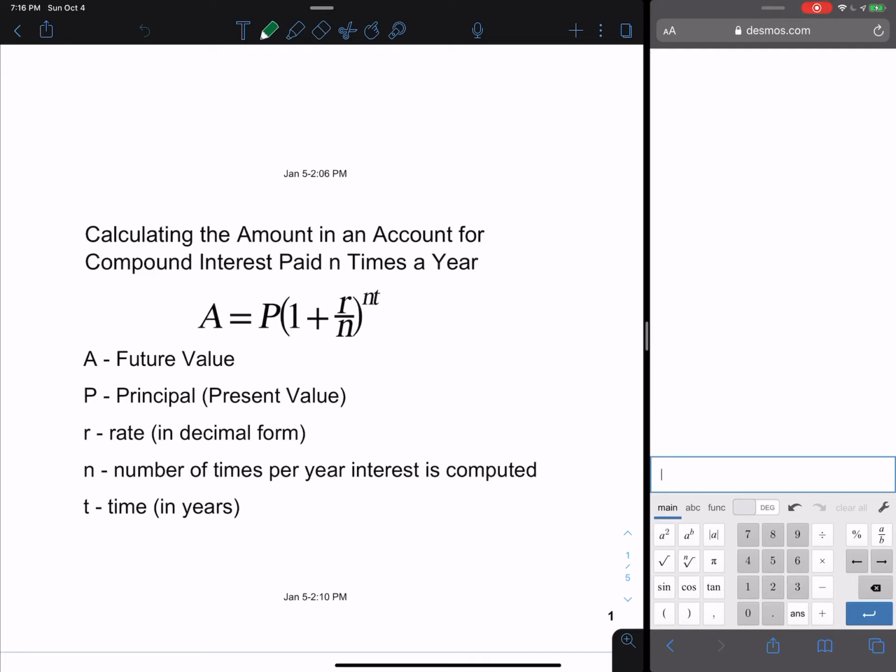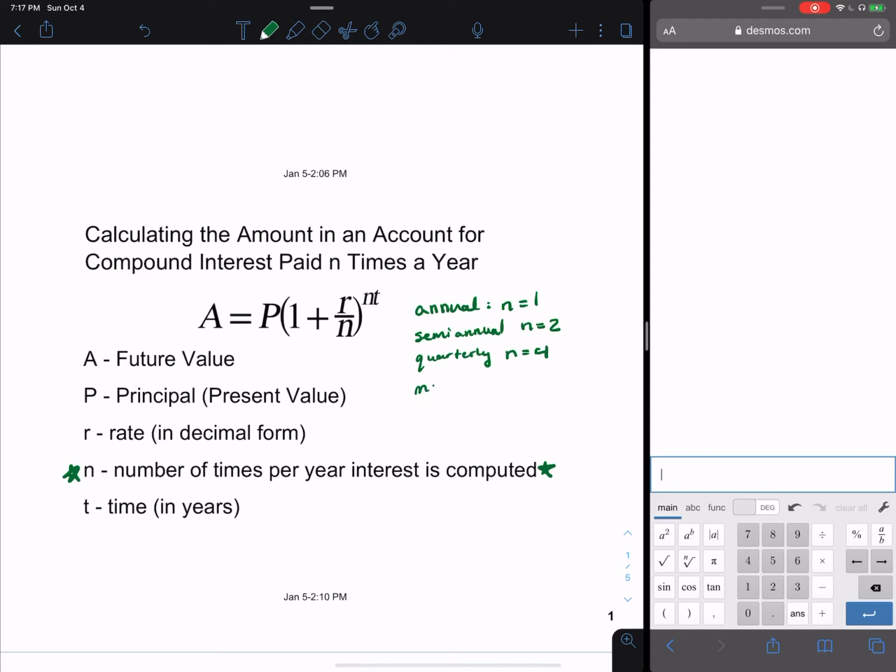Now N is our new variable, and N is the number of times per year that interest is computed or compounded. So we need to know some vocabulary to help us figure out our N. If it's annual, N equals 1. If it's semi-annual, N equals 2. If it's quarterly, N equals 4.